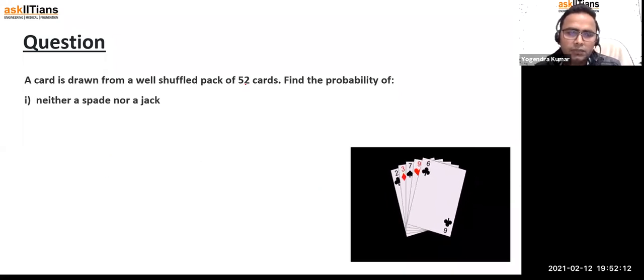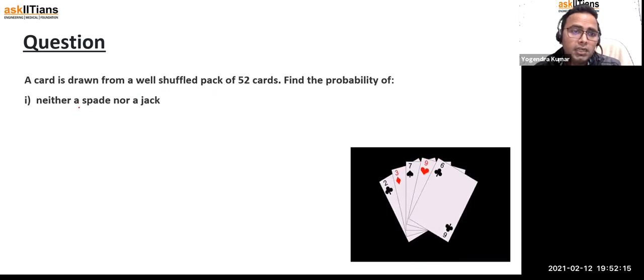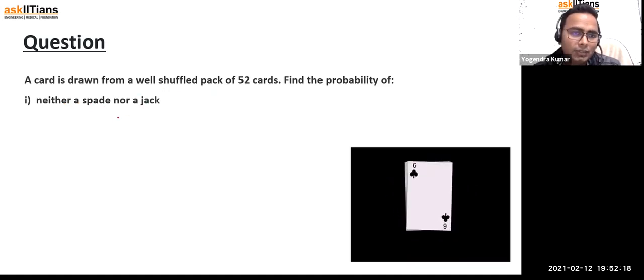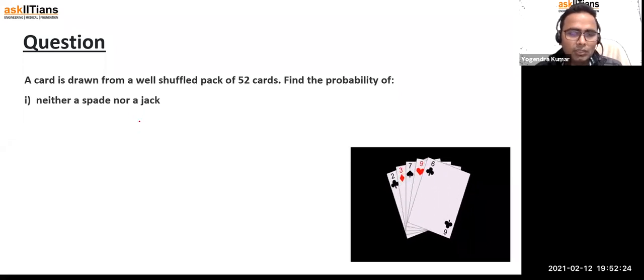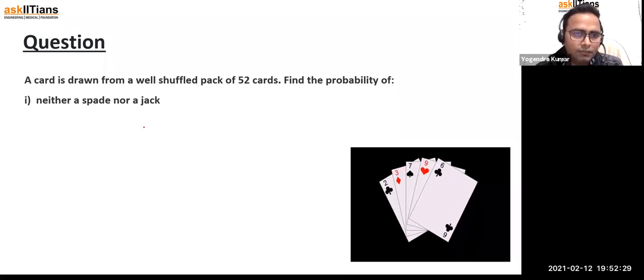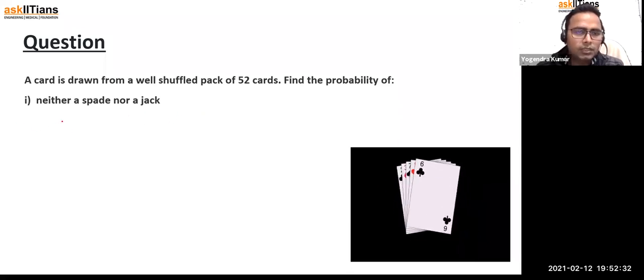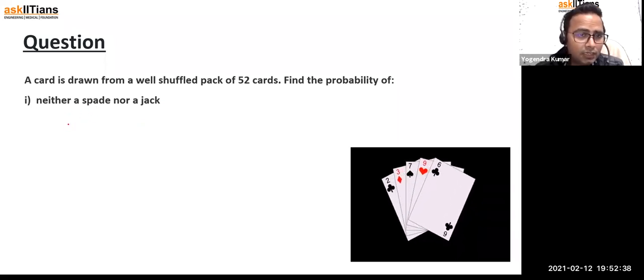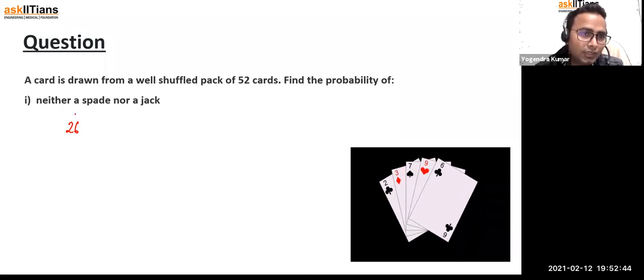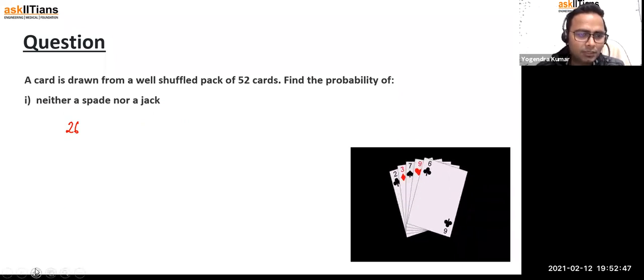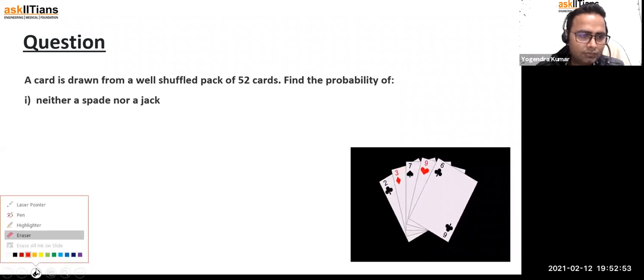A card is drawn from a well shuffled pack of 52 cards. Find the probability of neither a spade nor a jack. We don't want spade and we don't want jack. It should not be spade or jack. Now you can pause and try this question yourself. So let's understand now. Neither spade, we don't want spade. Spade are 13, my bad. Yeah, 13 spades are there. And there is a jack, which is what?